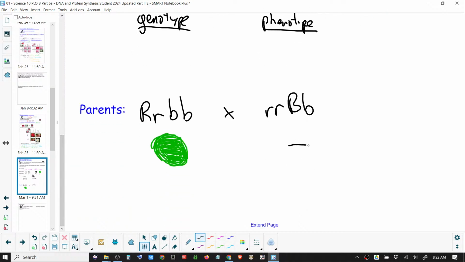So this would be wrinkled and black. So we're going to take a wrinkled black pea plant and a smooth or round green pea plant and breed them together as a dihybrid cross, so we're going to consider both of the traits at the same time. That is going to be big.